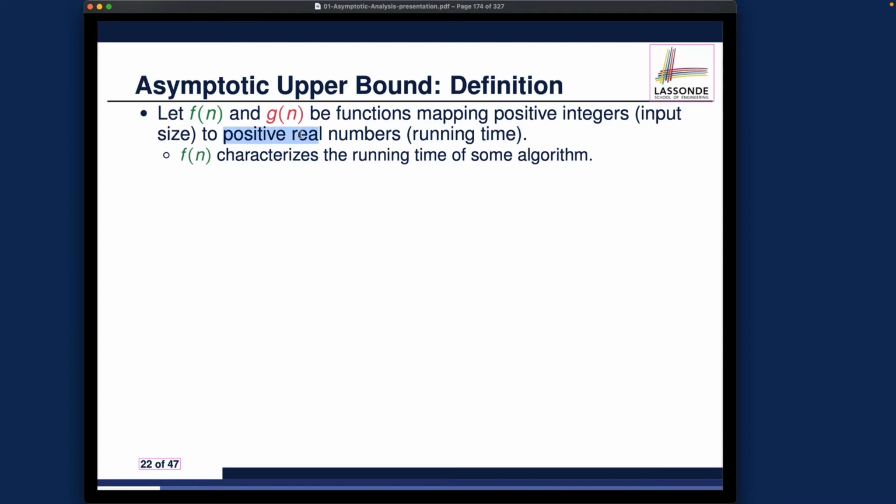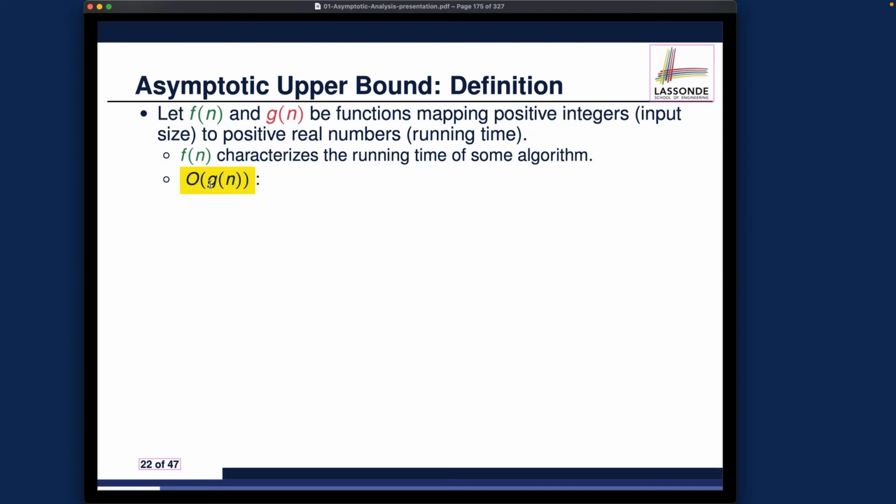So there'll be positive real numbers, and then what about f of n? So f of n, by convention, is going to characterize the running time of some candidate algorithm. You can think about this as the algorithm that we want to consider for its performance, maybe against the running time of another algorithm. What about g of n? So g of n may be the usual confusing point when you first learn about the notation. So g of n, you want to really understand this notation very well.